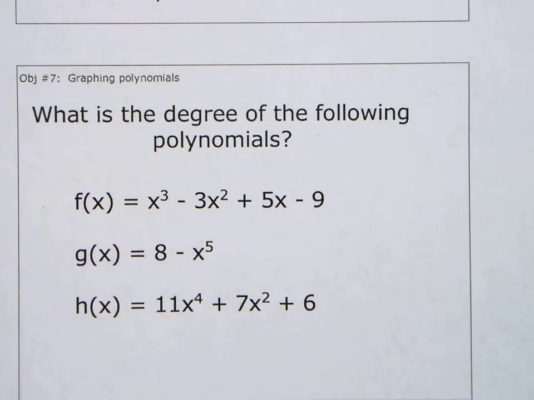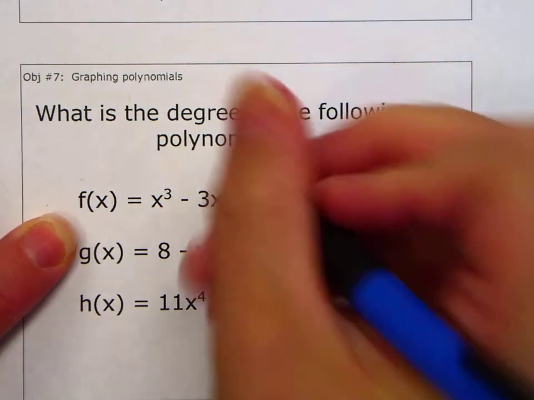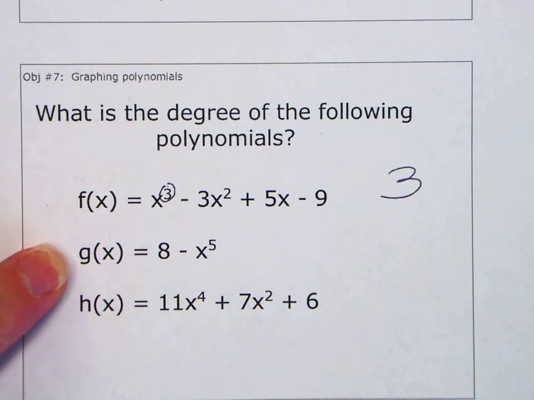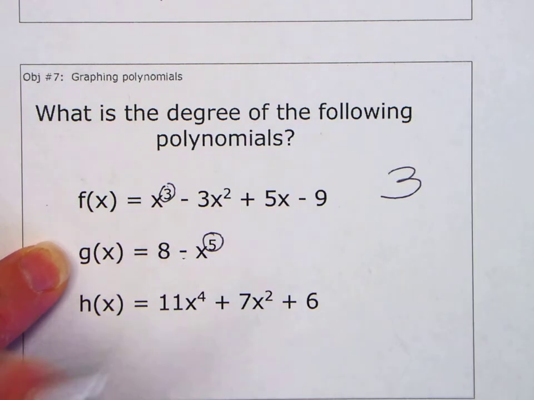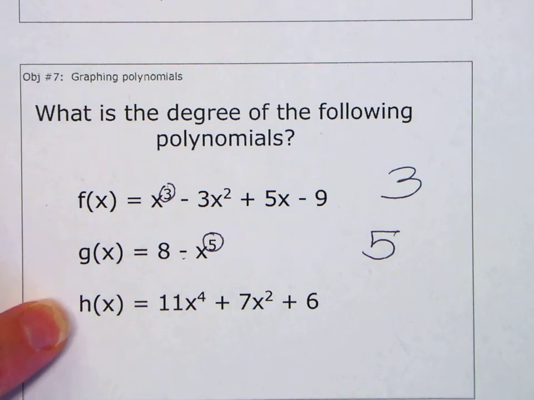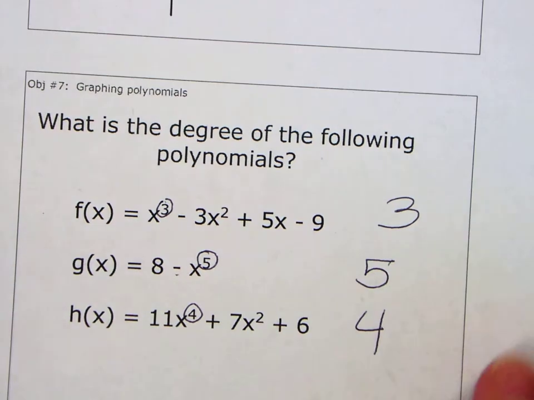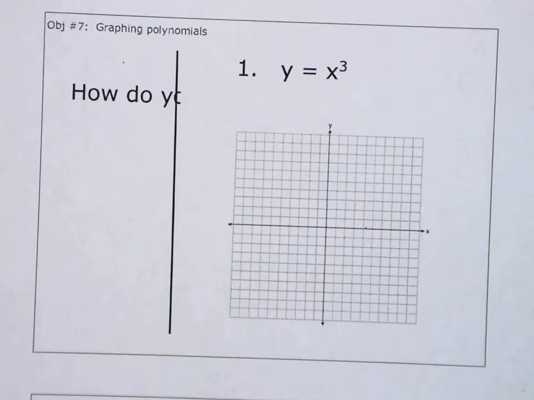So take a second and write down what you think it is. The first one, what's the highest power? The degree is 3. What's the highest power for g of x? 5. It doesn't matter that it's being subtracted. We don't care. It's 5. And h of x, what do you think? It's 4. The highest. Remember, we're not adding anything together. We're literally just writing down what's the highest exponent. Okay? All right, so now let's see how we graph a polynomial.